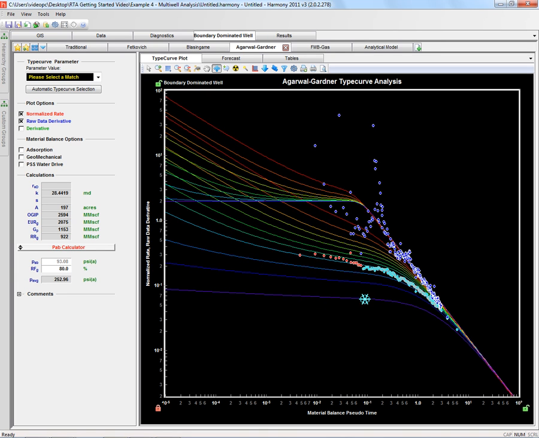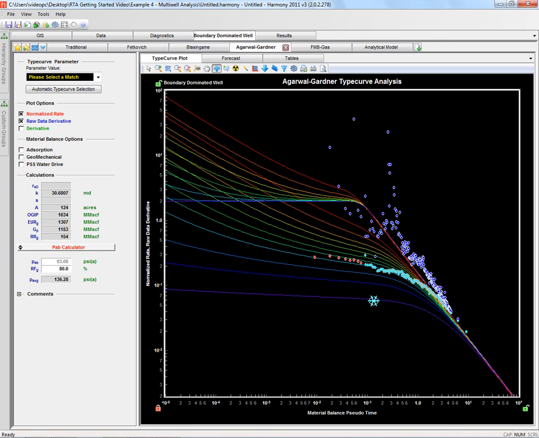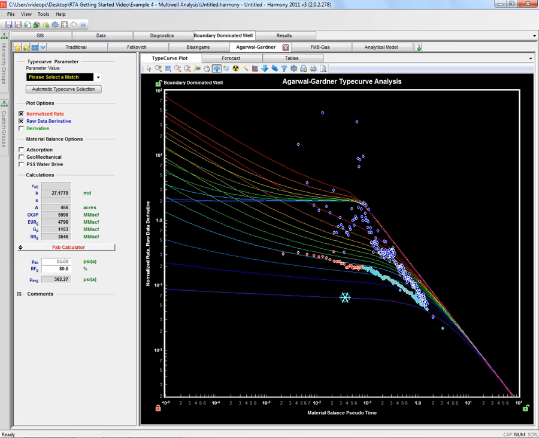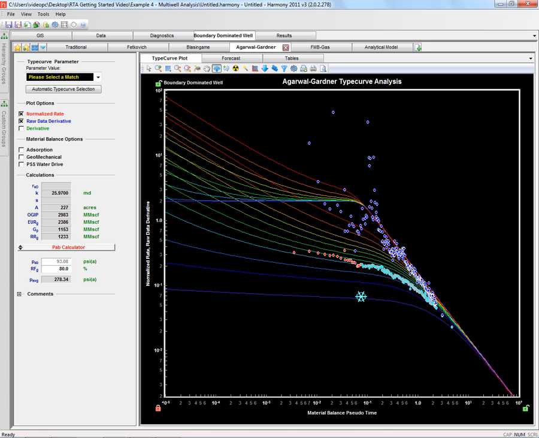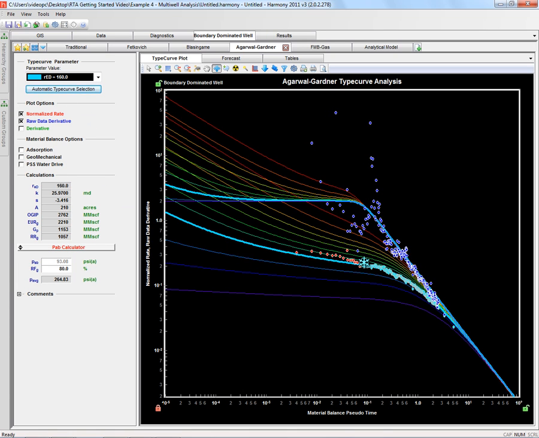in the raw data. And now you'll notice that some of these points are turning blue and some of them are turning red as I move the data around. Once I've chosen my desired location for the match, that point in time right there is the indicator where I've gone from transient flow into boundary dominated flow. The Agarwal-Gardner plot is the best way to pinpoint that location. And that can be very valuable information. Let me show you why.